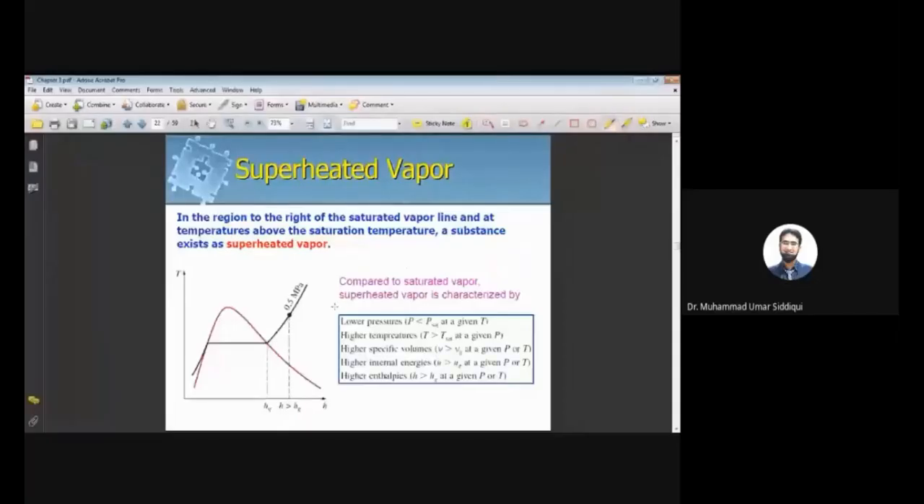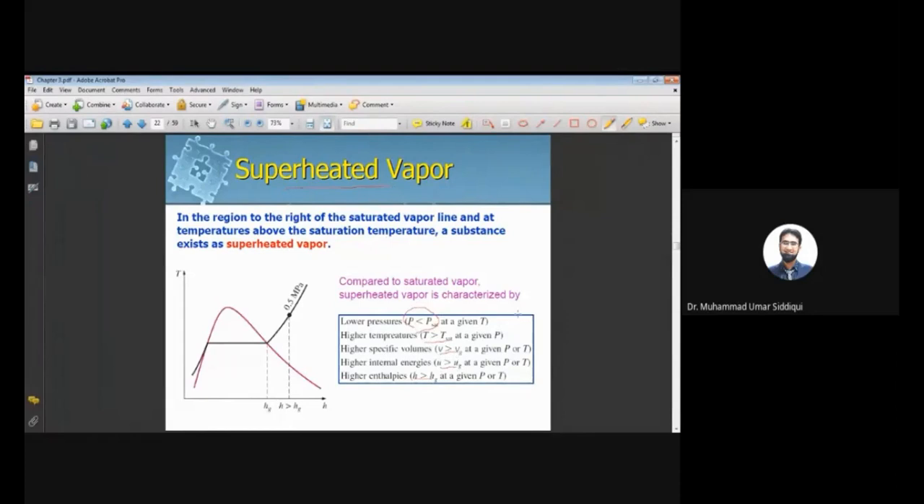You see what's written here: superheated vapor. Superheated vapor is when your temperature is greater than saturation temperature, or V is greater than VG, or U is greater than UG, or H is greater than HG. But only for the case of pressure, it goes the other way. P is less than P saturated, then superheated vapor. Is this clear now?